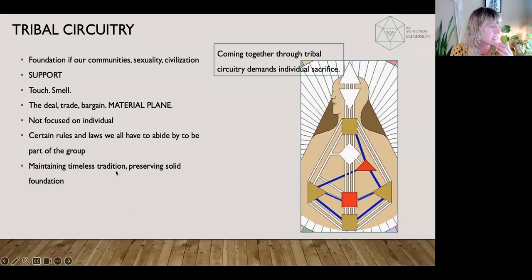And then maintaining timeless tradition is what tribal circuitry is about, preserving a solid foundation. So it's very resistant to change. If someone has a lot of tribal circuitry, they may not be able to just change quickly, even if it's needed, right? Because it's very sticky. It's like that tribal circuitry is grabbing all the tribe, and it wants the tribe to stay together.